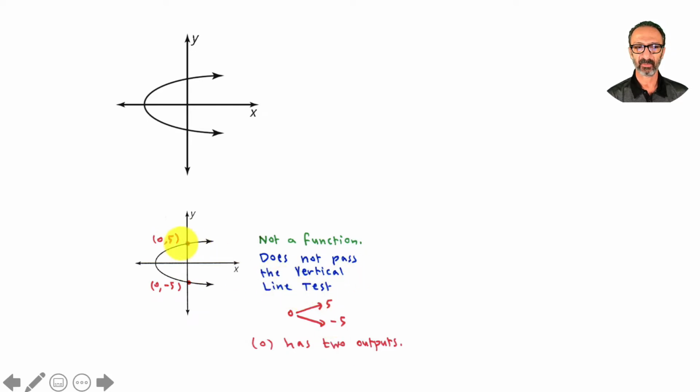Look at, for example, if this is 0, 5, this is symmetrical below the x-axis, which is 0, negative 5. Differently, I could say that 0 is going to 5 and 0 is going to negative 5. 0 has 2 outputs, so it's not a function.